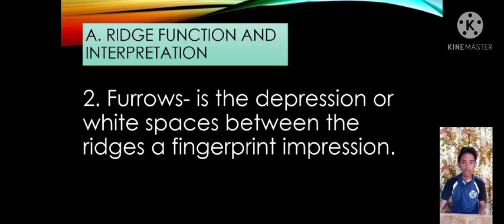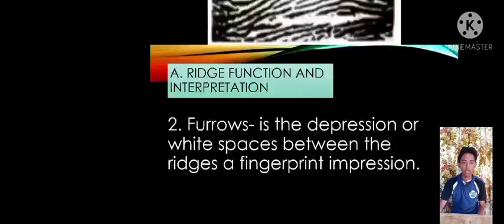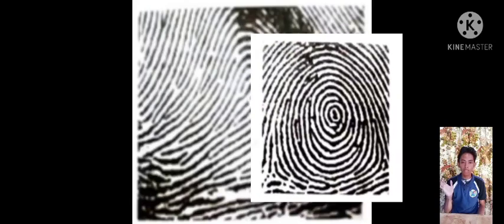Number 2. Porous is the depression of white space between the rings in a fingerprint impression. This is the porous, and the porous is na siya white space between the rings of the fingerprint.